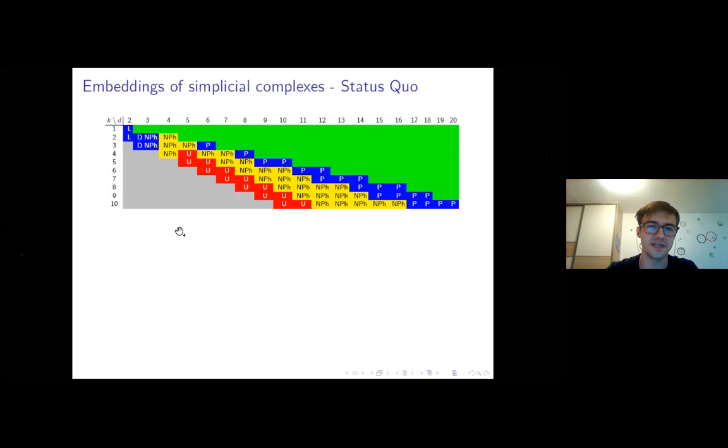So this is the table for the first couple of dimensions d and the dimensions of the simplicial complex k. So it looks like this. Let's talk about the beginning. That's 1 and 2 and 2 to the 2.